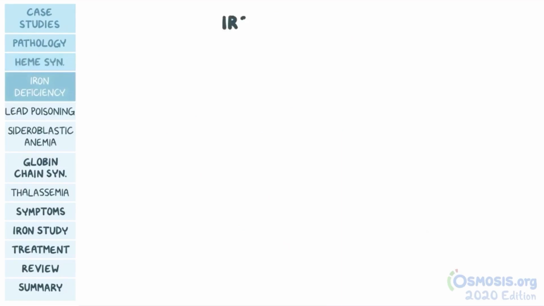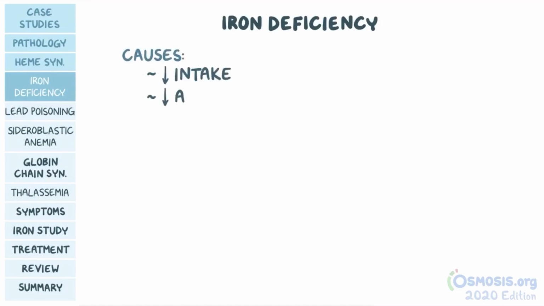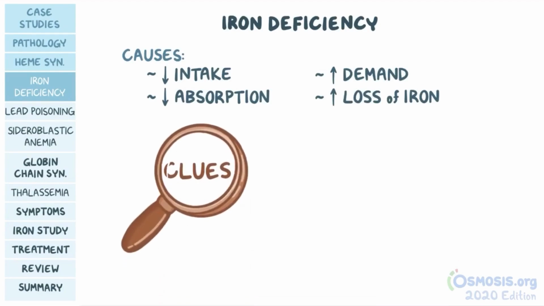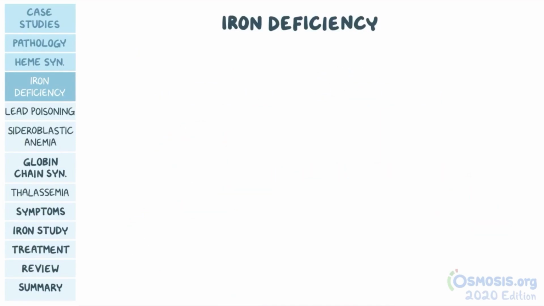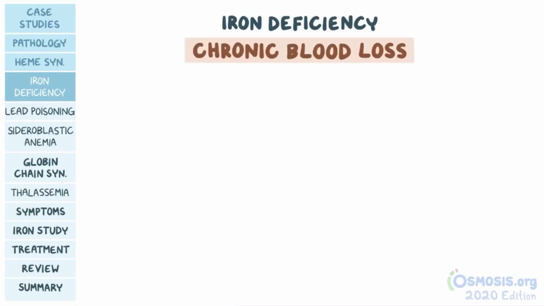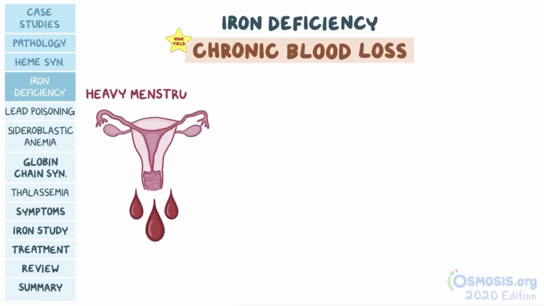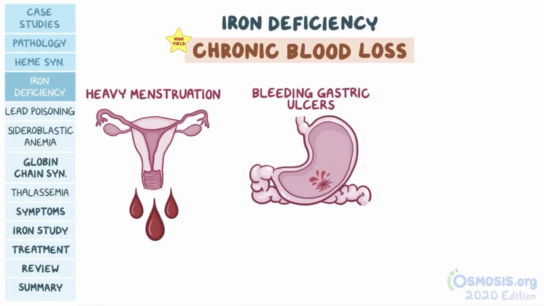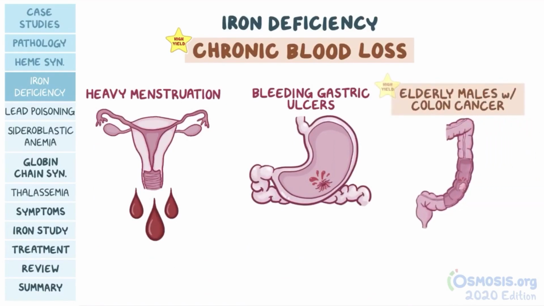Okay, so let's look at iron deficiency anemia, which could be caused by decreased intake, decreased absorption, increased demand, or increased loss of iron. For your exams, it's important to know that the clues to help you identify this disorder are often based on the patient's history. The most common cause of iron deficiency is chronic blood loss. This includes women with heavy menstruation, or people with bleeding gastric ulcers, and most importantly, elderly males with colon cancer that can bleed.